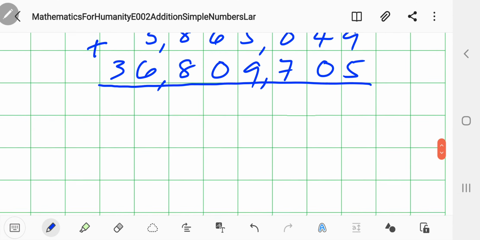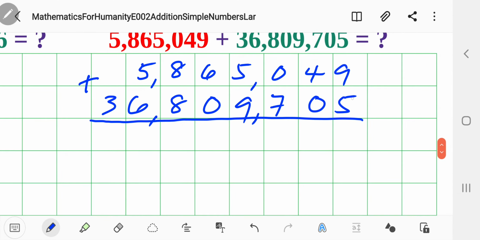So, what is 9 and 5? It is 14. You write the 4 here and the 1 here. Then 4 plus 0 is 4. And then 0 plus 7 is 7. 9 plus 5 is 14. Again, you write the 4 here and the 1 here.